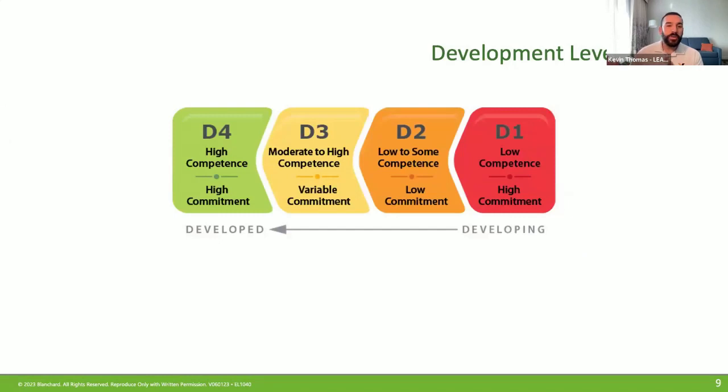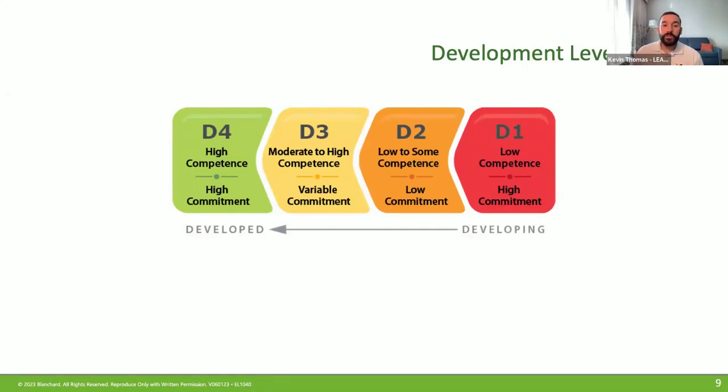Now, I want to start with the development levels. So you see there's 4 different development levels. We'll start here on the right-hand side with D1, development level 1. A person who is considered to be at D1 on a specific goal or task has low competence and high commitment. So think of a new hire. Think of someone who's new to a task. A lot of excitement, a lot of enthusiasm, not a lot of knowledge, maybe not a lot of skills directly applied to that skill or to that task.